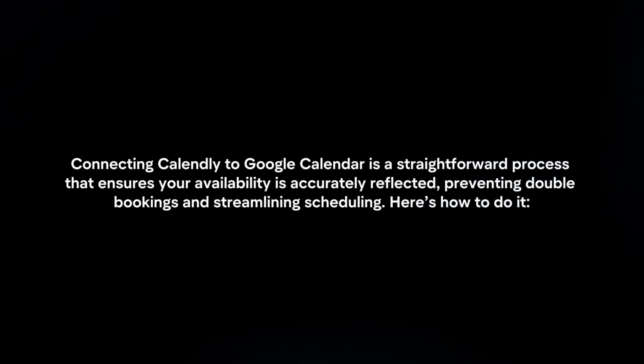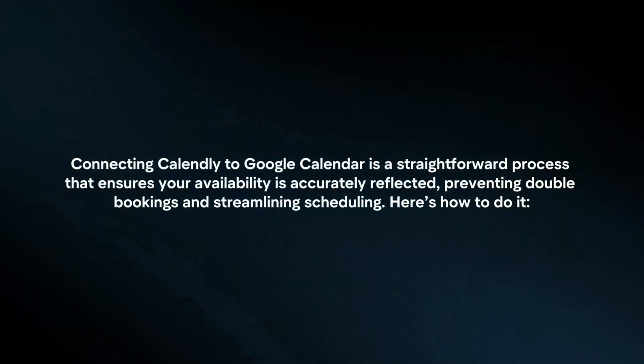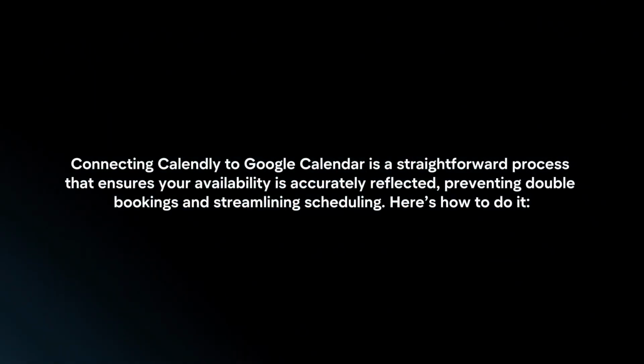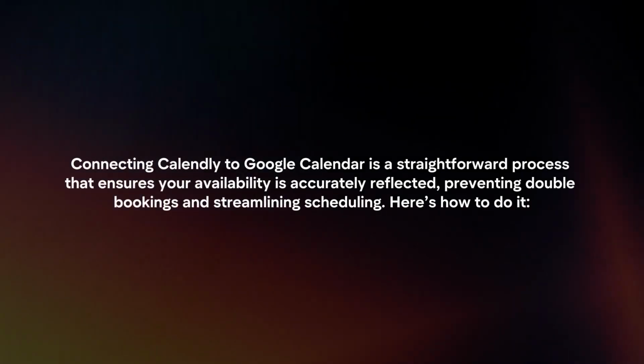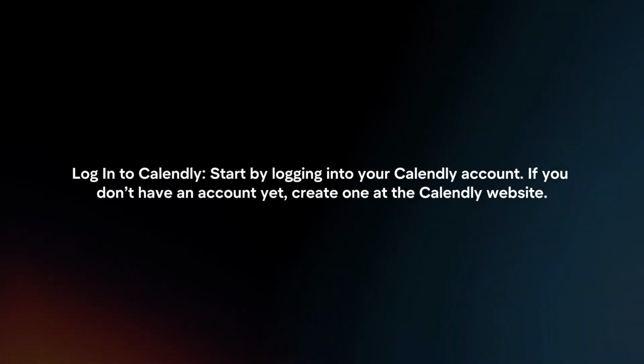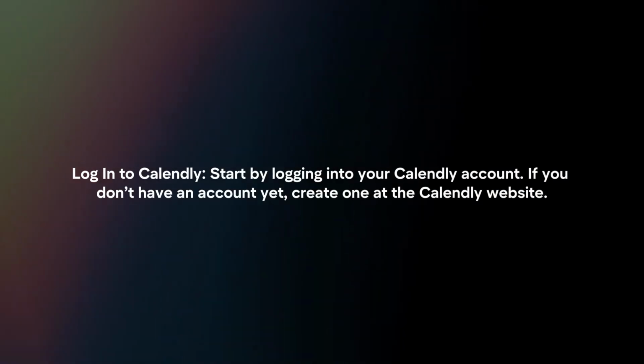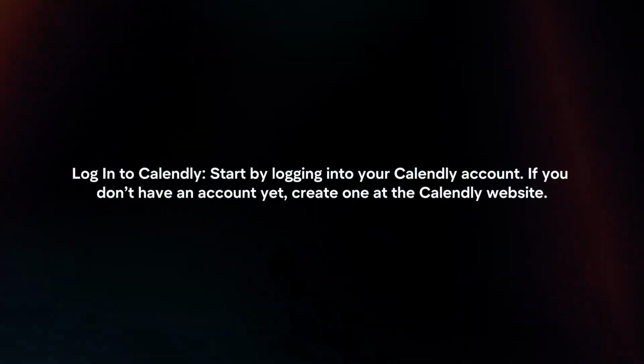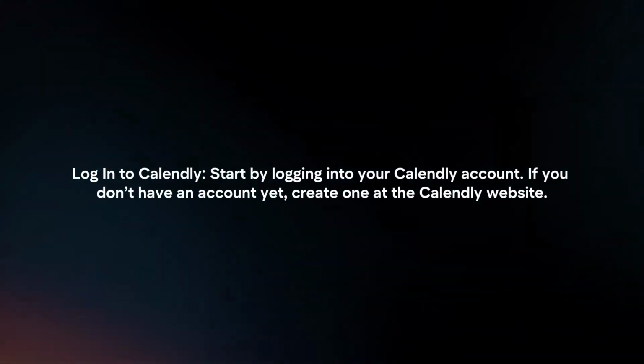Connecting Calendly to Google Calendar is a straightforward process that ensures your availability is accurately reflected, preventing double bookings and streamlining scheduling. Here's how to do it. Log into Calendly. Start by logging into your Calendly account. If you don't have an account yet, create one at the Calendly website.